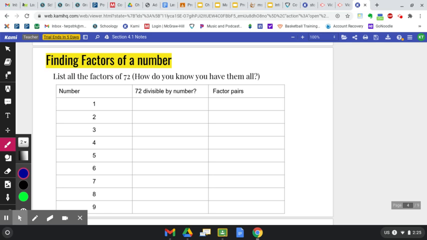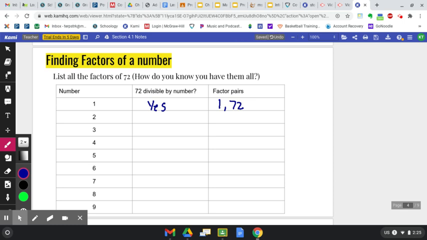All right, finding factors of a number. So when we find factors, we want to find numbers that divide in evenly. And in order to do that, we just take the number that we're looking at. In this case, it's going to be 72. And we're going to just divide and see if it divides in evenly. And if it divides in evenly, it has a pair, meaning that is 72 divisible by 1? And the answer is yes. And what are the factor pairs? It's 1 and 72, right? Because 1 times 72 gives me 72.